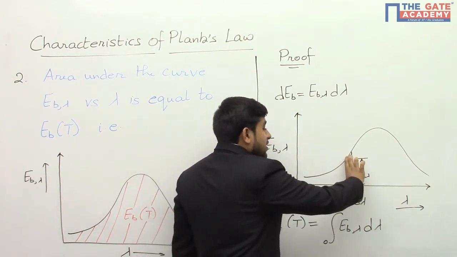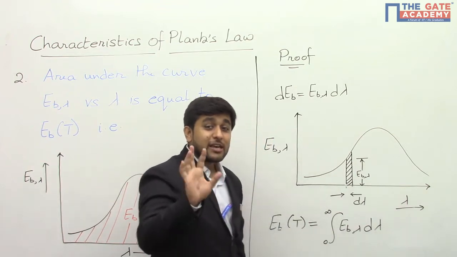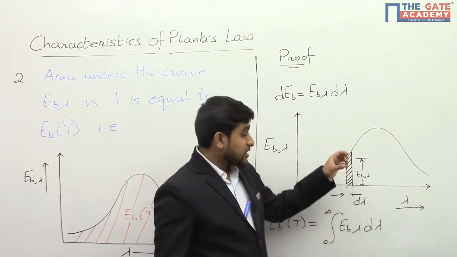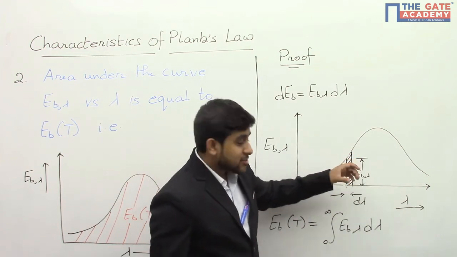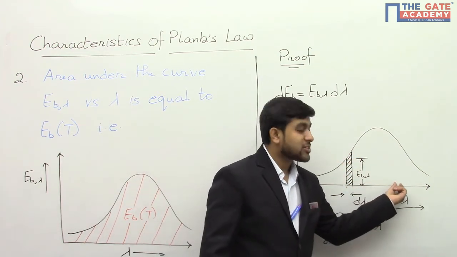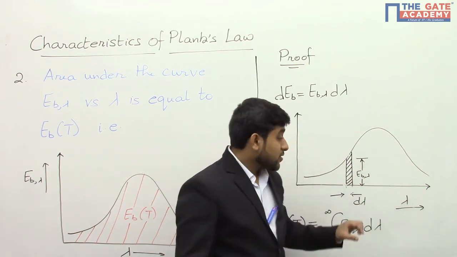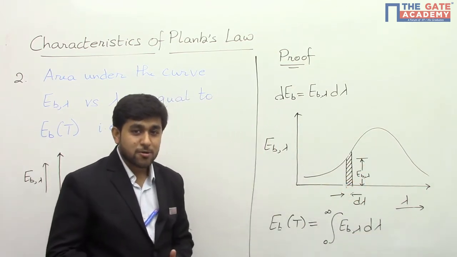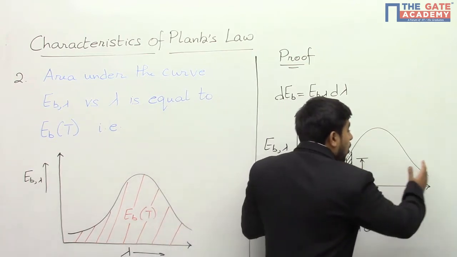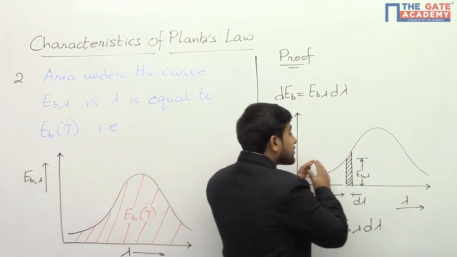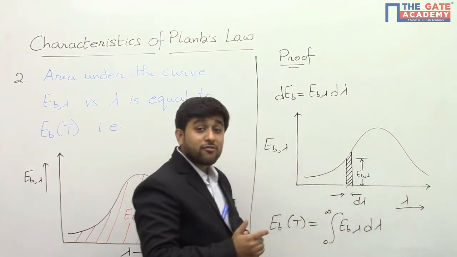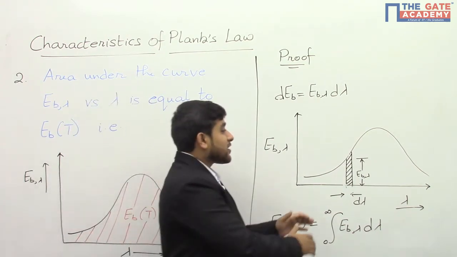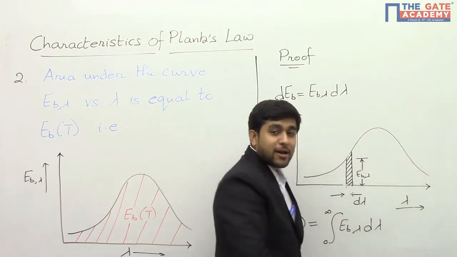So this strip is also equal to dEb, right? For d lambda, dEb is equal to the area of the strip. Similarly, for all the small wavelength ranges, the amount of energy emitted will be equal to the area of the rectangular strip, right? So if we add all the rectangular strips, we will get the total area, and addition of rectangular strips means addition of dEb, right? So we will get the total energy emitted by the black body.